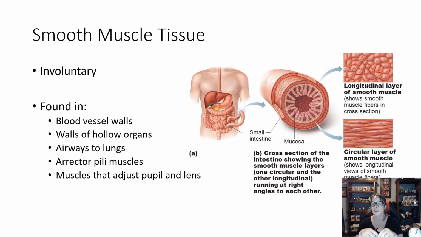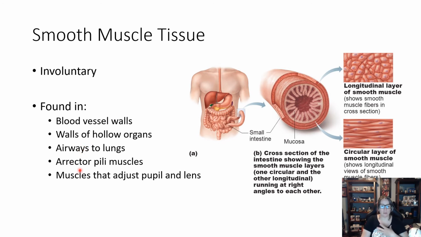sending that signal. So when your pupils change size in your eyes, you're not telling the smooth muscle in your eyeball to dilate or constrict. It just happens. So remember, the easiest way to remember where smooth muscle is found is just to think of the walls of hollow organs. So that means the GI tract, blood vessels, your airways that go to your lungs.